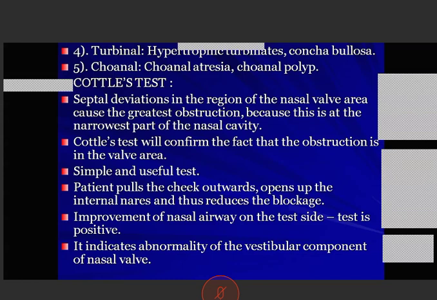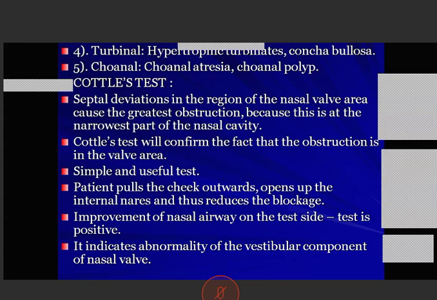So it will confirm the fact that the obstruction is in the valve. It is a simple and useful test which you have to do normally when you are given a case of deviated nasal septum. You have to do the Cottle's test and mention the Cottle's test. So the patient's cheek is retracted upwards and laterally. So you should not pull here wrongly. It is printed here: it is retracted. The cheek is retracted upwards and laterally.